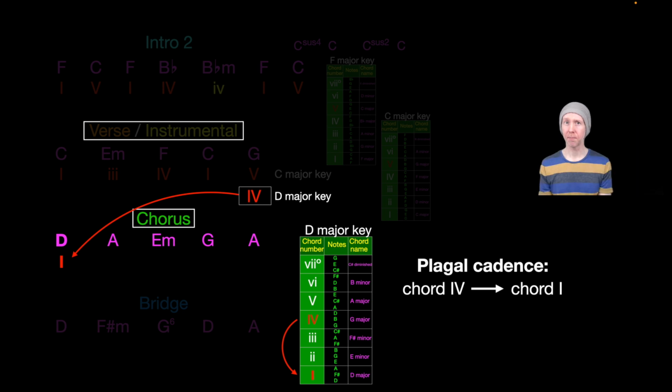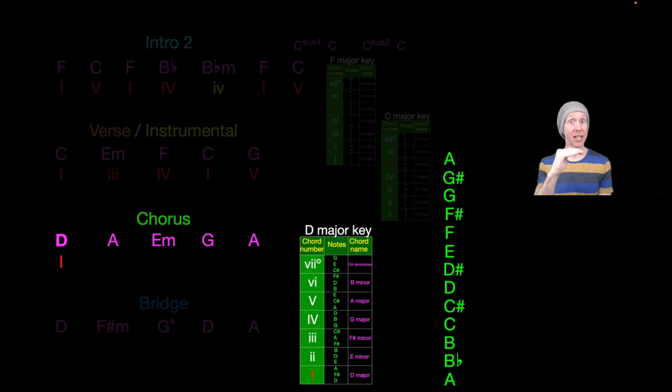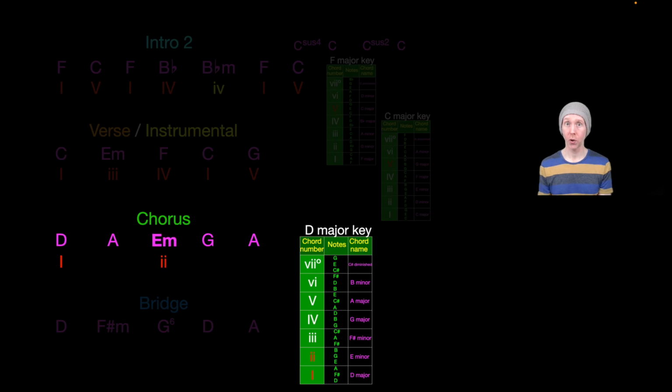This key change makes it feel like the song is lifted up a level, and that's because D major is one tone or one step up from C major. So it adds a nice boost to the chorus and helps it stand out from the verse. Okay, apart from chord 1, the chorus also uses chords 2, 4, and 5.